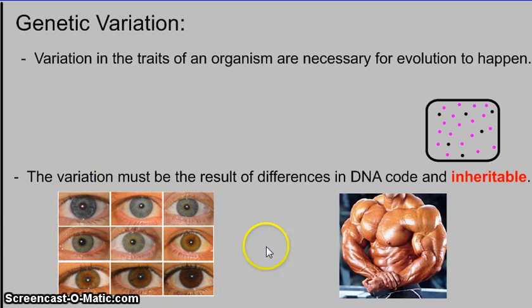I hope you chose this as an example of genetic variation because it's inheritable. It's from the DNA. This is not a genetic variation. This is variation, but it's variation created by the environment and the weights that this individual lifted or the drugs that they used to help them develop those muscles.